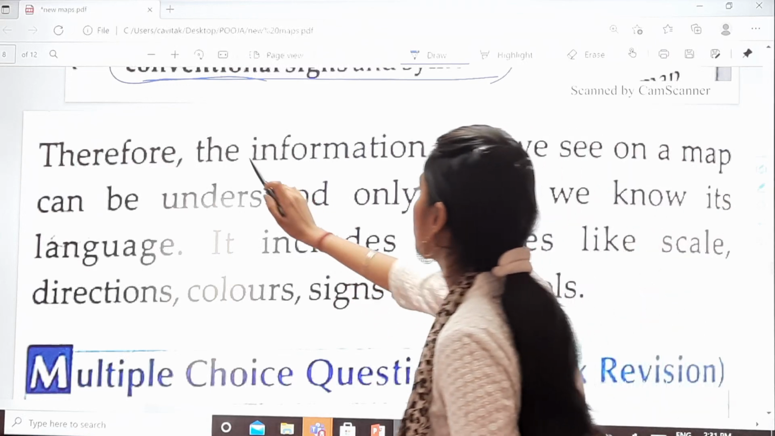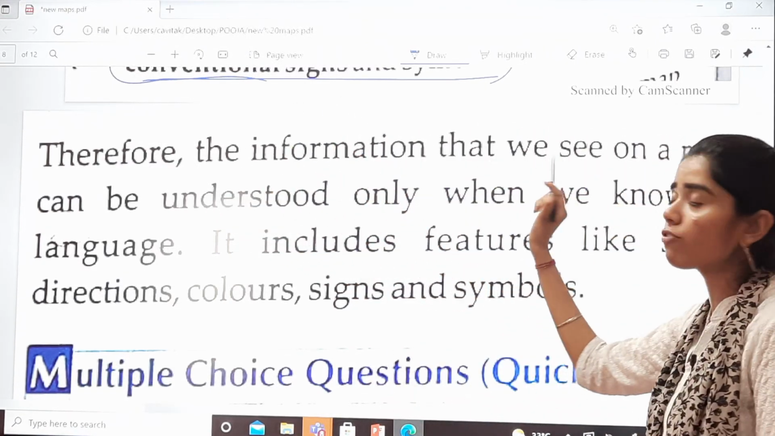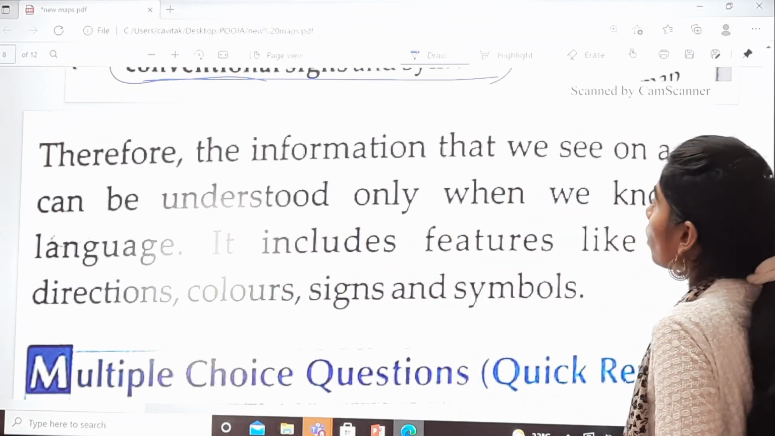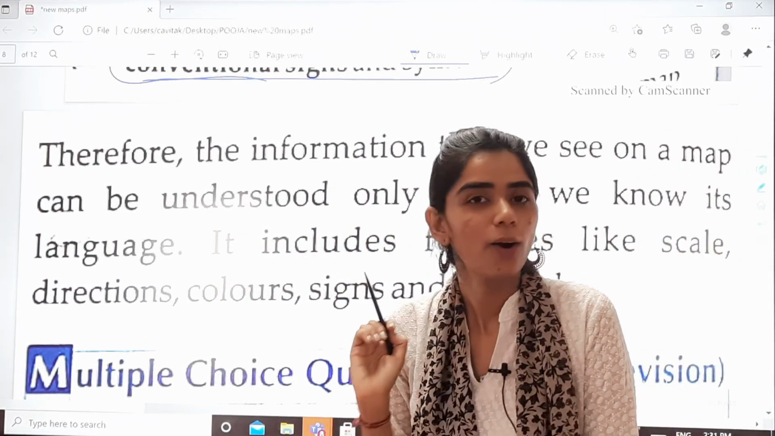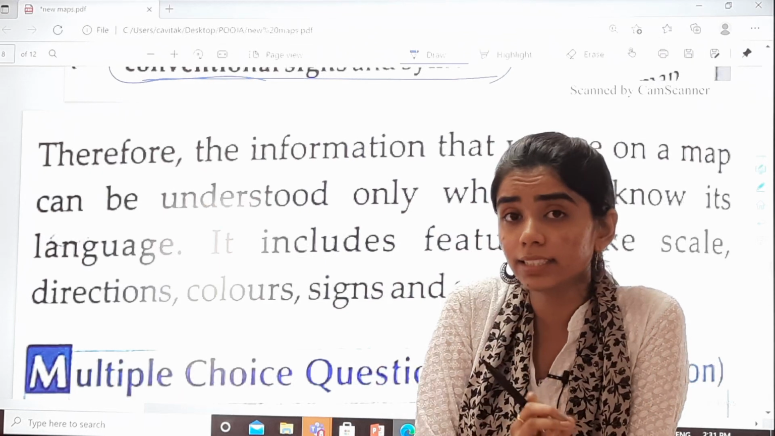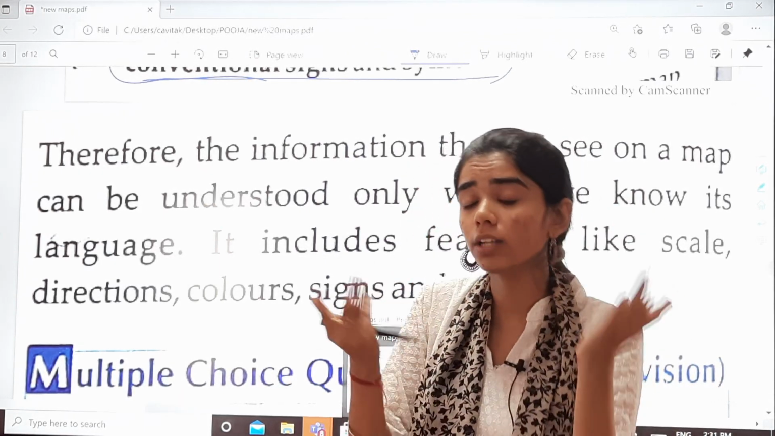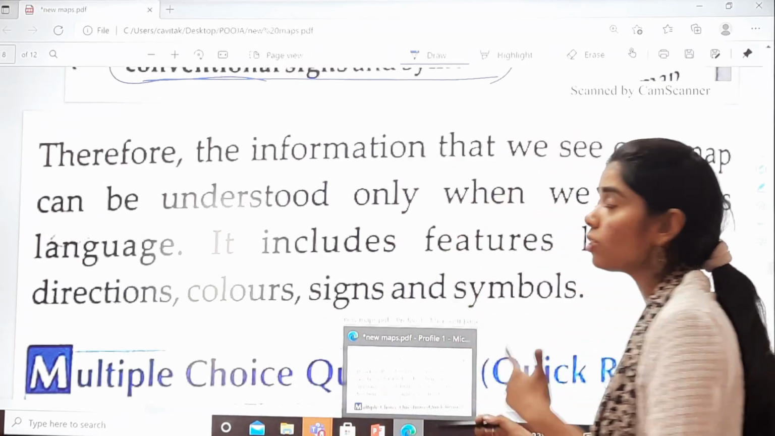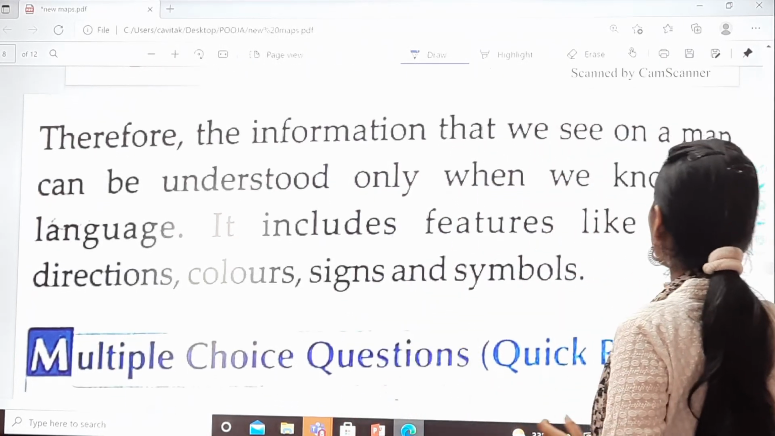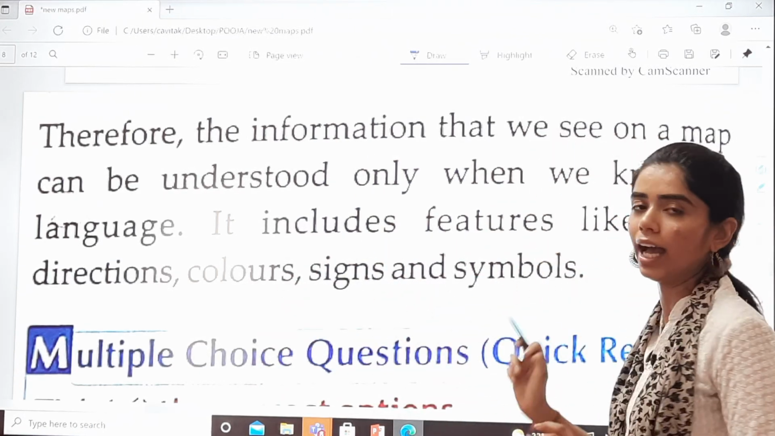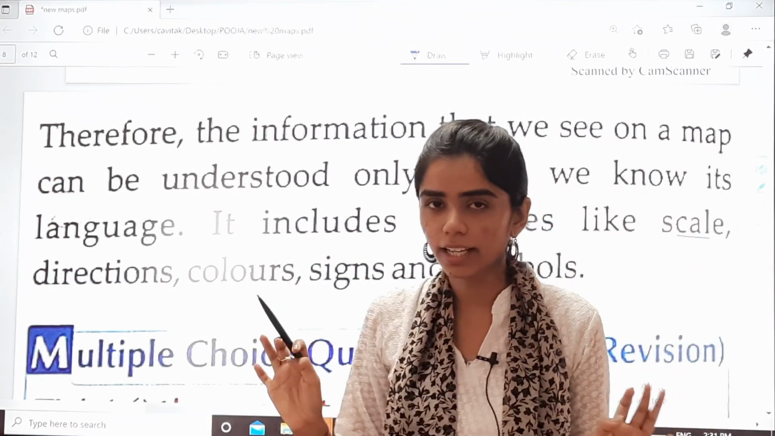Now coming to the last, therefore, the information that we see on a map can be understood only when we know its language. Only when we know what exactly are the signs and symbols, what represents what, then only will we be able to understand it. It includes features like scale, direction, color, signs and symbols. Is all this clear?